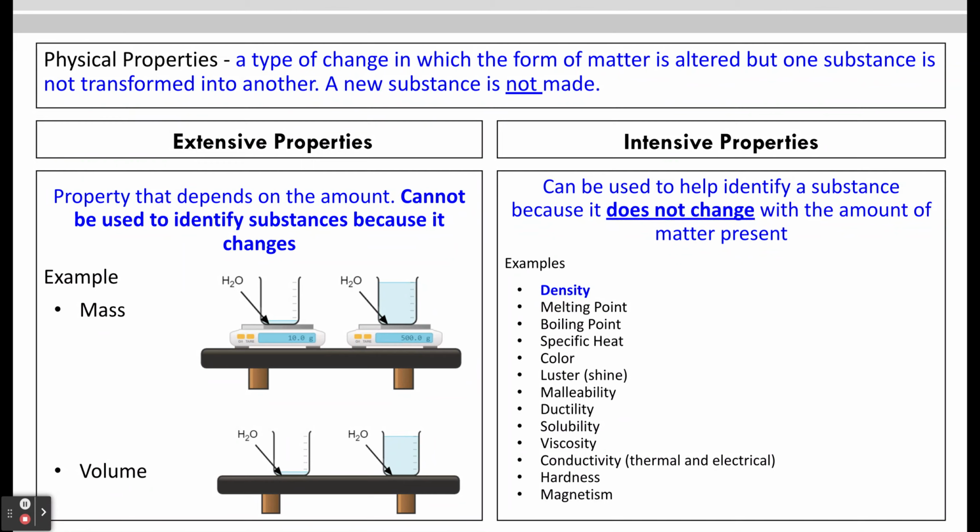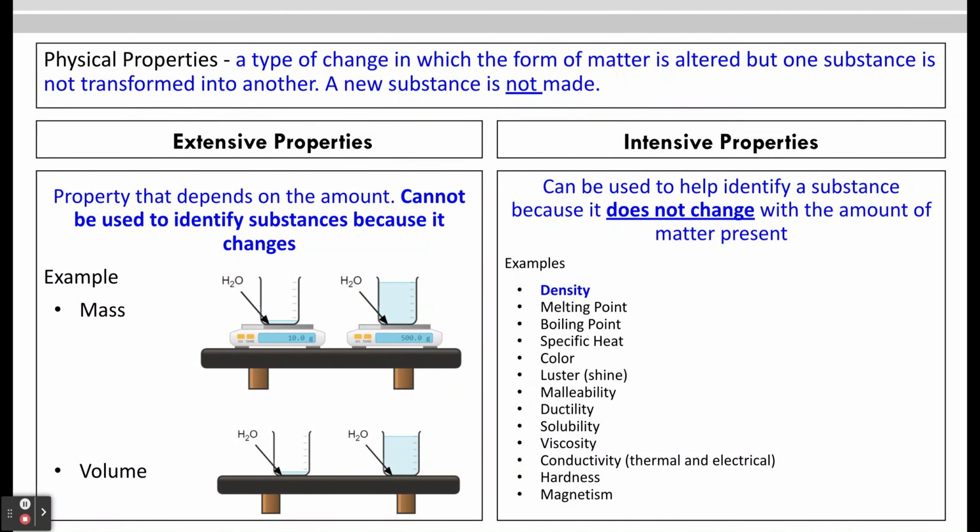But this means that no matter how much or how little you have, it will never change. For example, density. In this unit we're going to do a lab, or we've already done a lab, over density, melting point, and boiling point. The big example is water: the boiling point of water is 100 degrees Celsius, no matter how much or how little water you have.